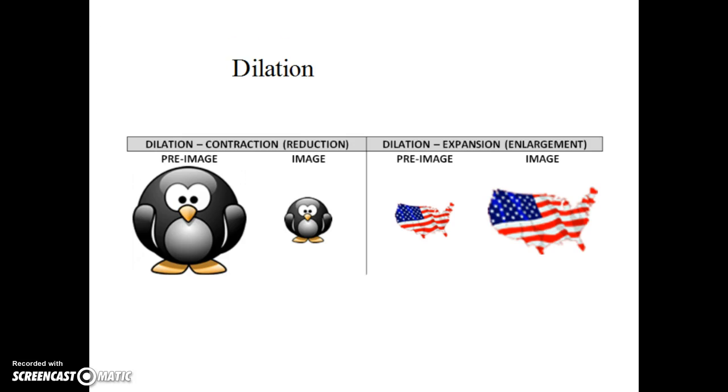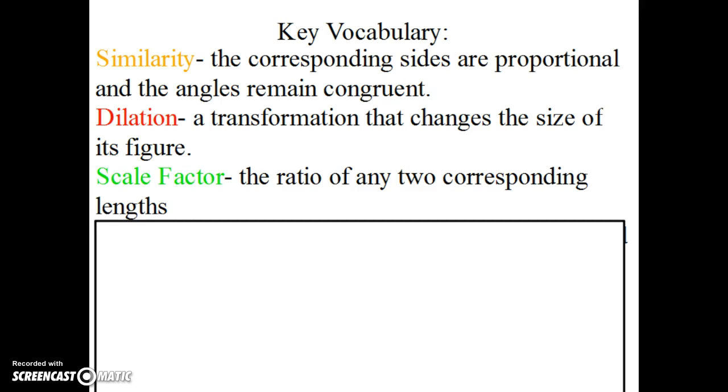But the main thing that tells us when the enlargement is going to happen and when the reduction is going to happen is our scale factor. Our scale factor is the ratio of any two corresponding lengths. Your scale factor will tell you how much bigger a figure can get. If it's going to get 2 times bigger than its original image, or it's going to get 1/2 the size of its original image. So if I go 2 times, that means I'm going to get bigger. If I go 1/2, that means the figure is actually going to shrink.